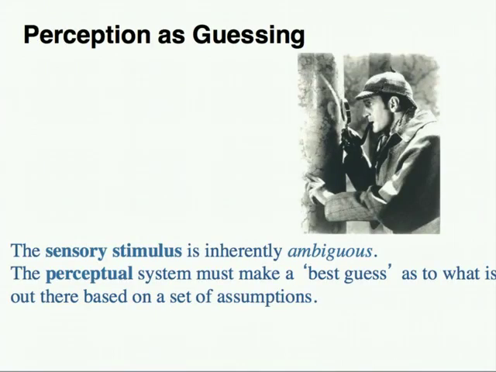And this idea of perception as guessing is one that we'll keep returning to, and it's the idea that the sensory stimulus is inherently ambiguous and the perceptual system has to make a best guess as to what is out there. So what we mean by ambiguous is that it's consistent with different interpretations.